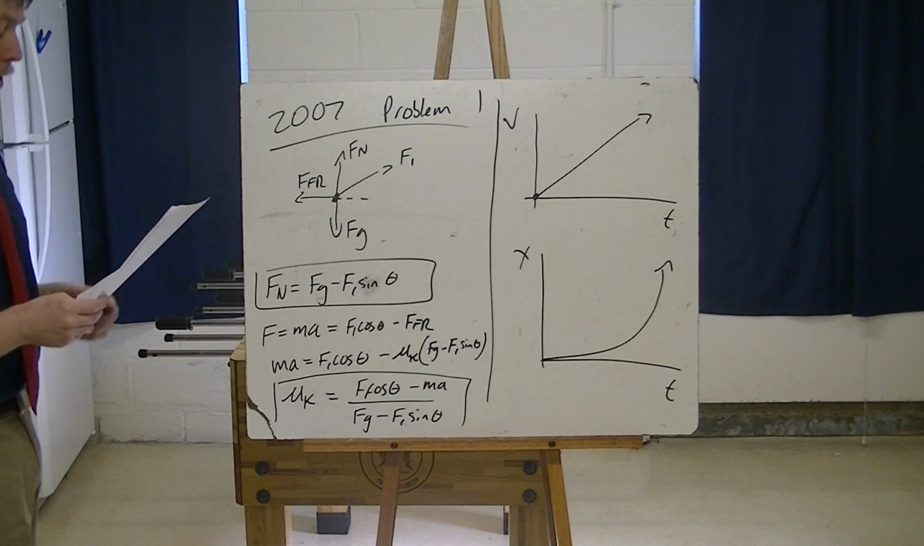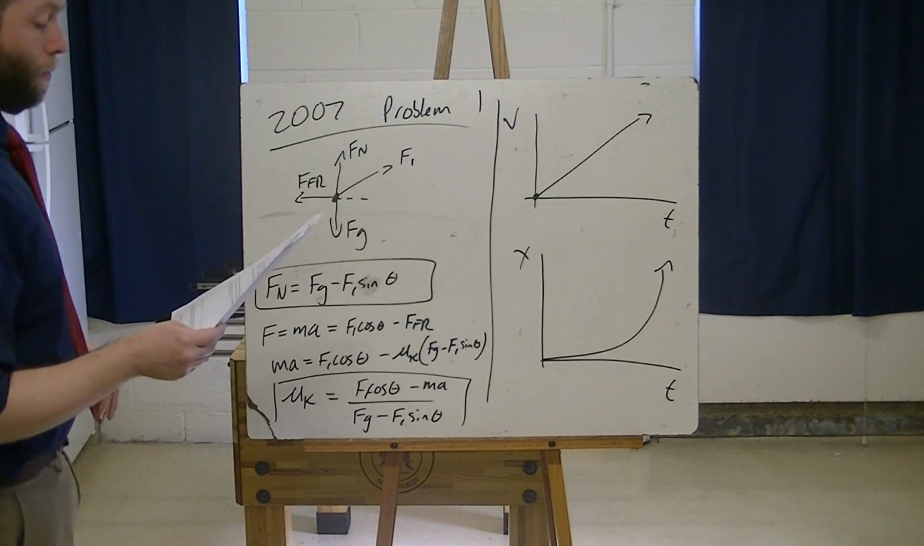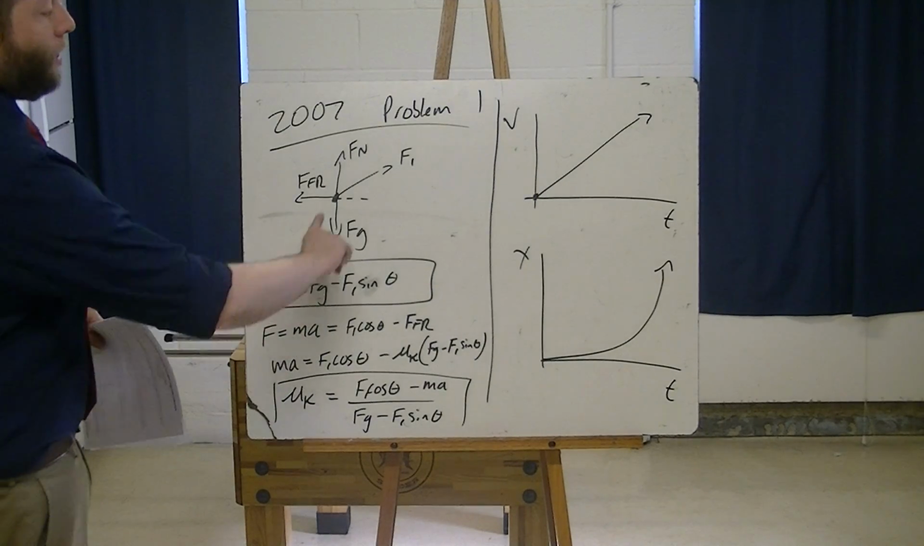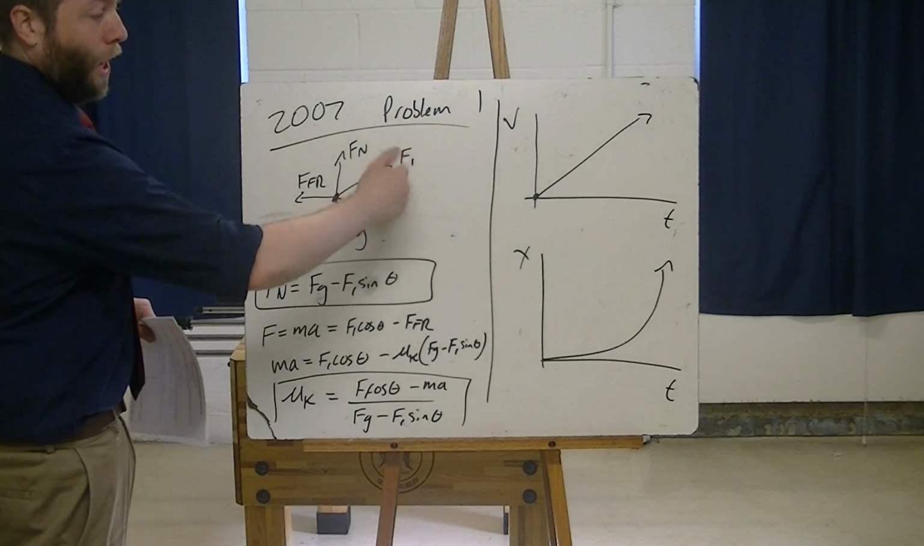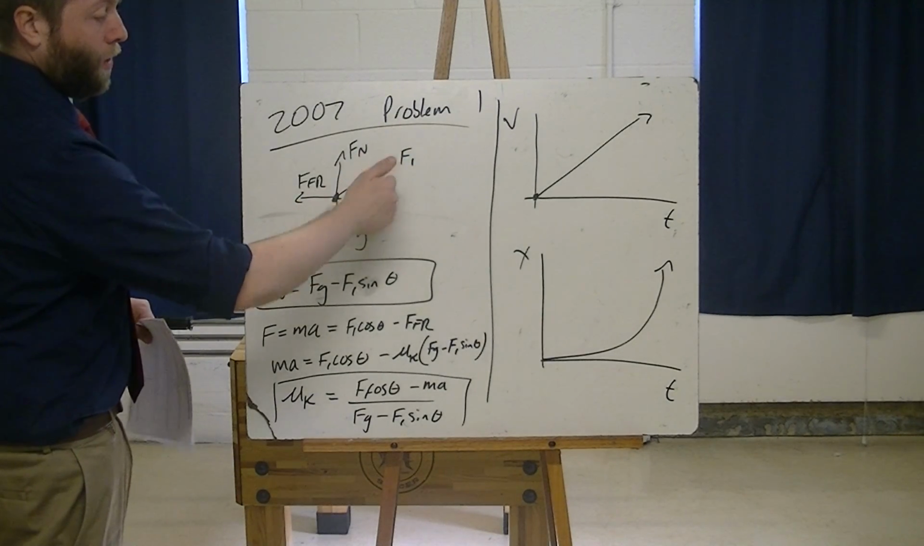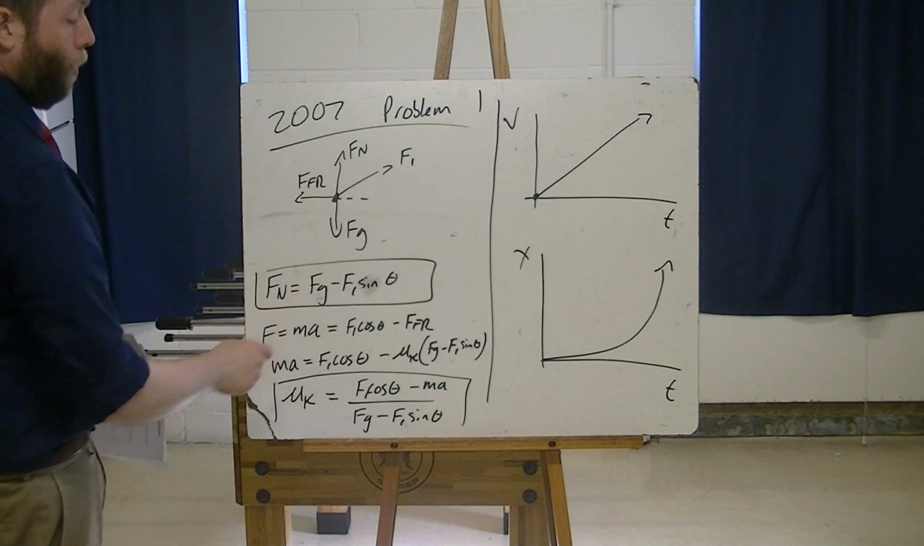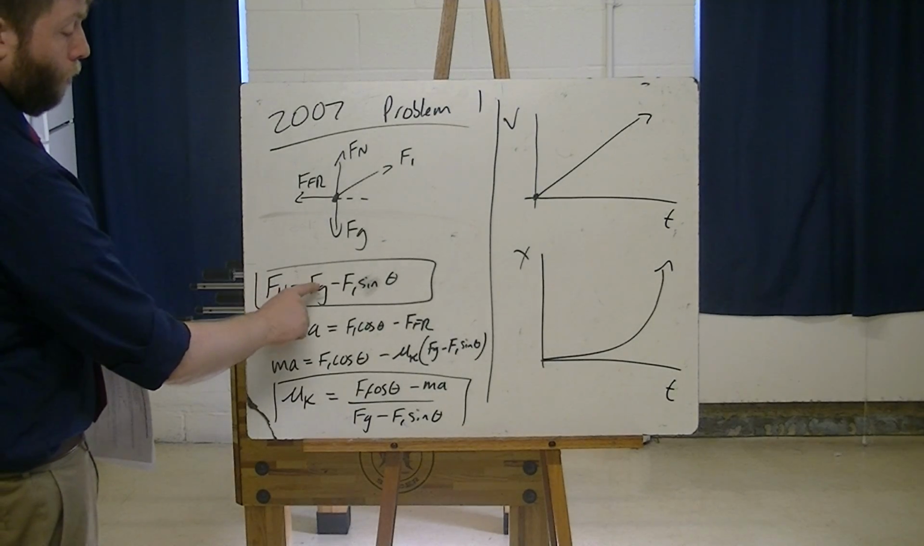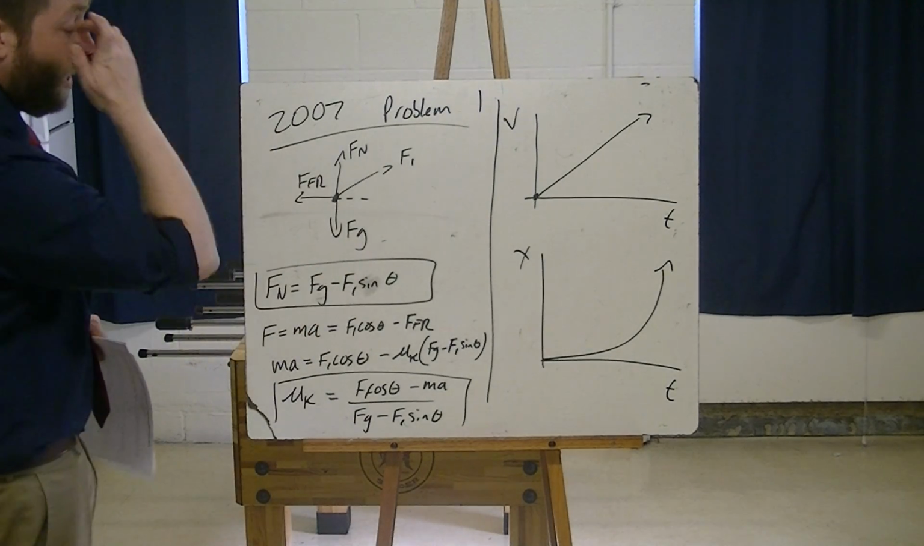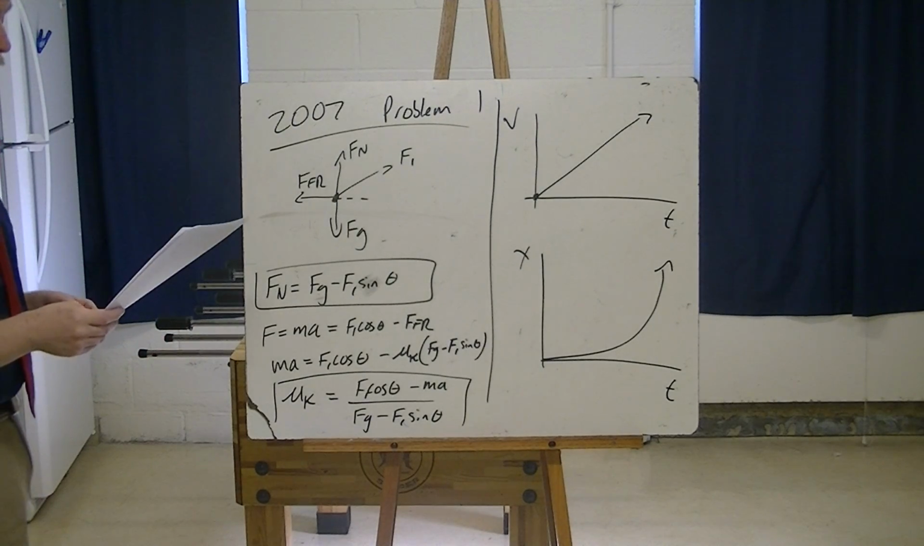Okay, next part: derive an expression for the normal force exerted by the surface on the block. Since F1 is angled up, it has a y component in the positive direction, so the normal force is going to be reduced. So the normal force is equal to Fg minus F1 sine theta. Bada bing, bada boom, done right there.